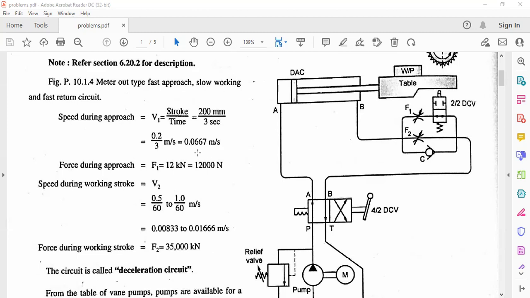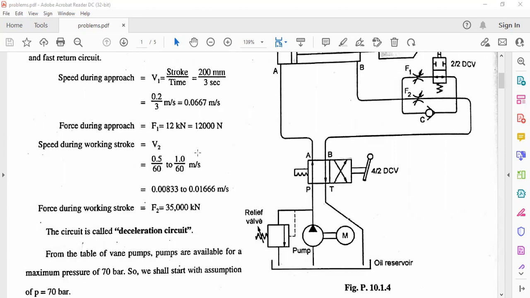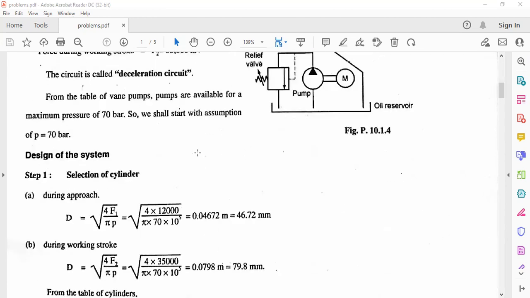From the table of the vane pump, pumps are available for maximum pressure of 70 bar. So we shall start with the assumption of P equal to 70 bar. Design of the system.